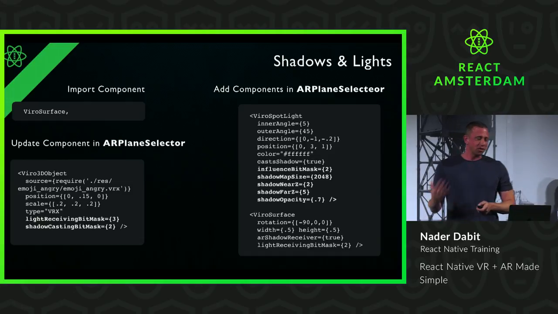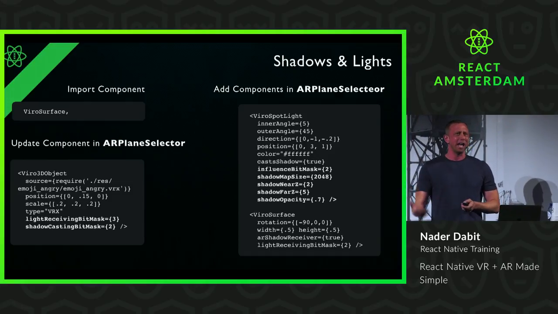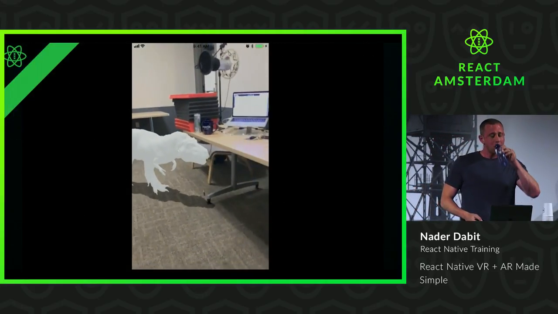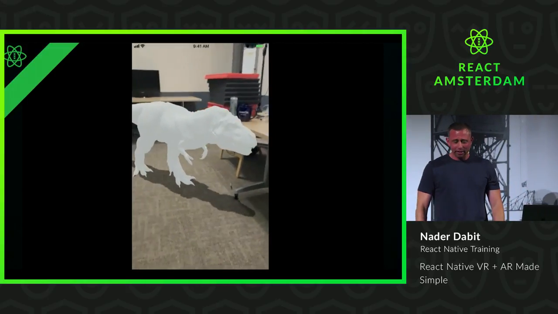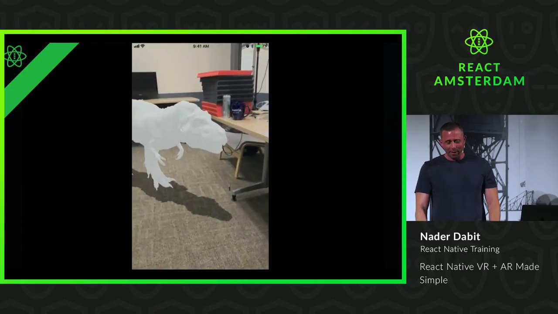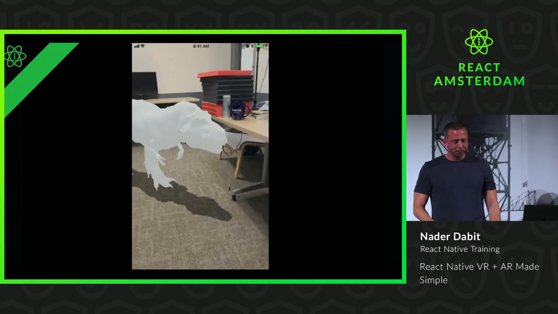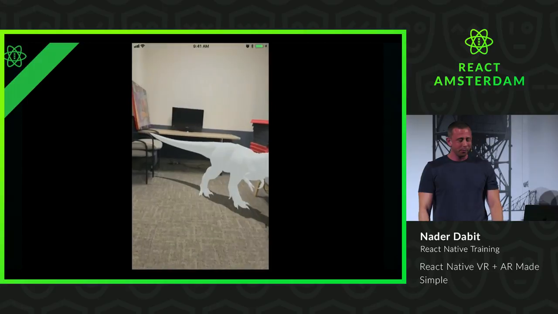So the only extra item we've imported is the surface. The surface is going to be the shadow. And then we're updating our object and our spotlight to add a few more properties to make everything work together right. So now the dinosaur looks a little better. My room is so small though, unfortunately. But if that was a larger room or if the dinosaur was a little smaller, it might look a little better. But he's there. And we get a better idea that he's actually there, right? He's not just floating around somewhere.